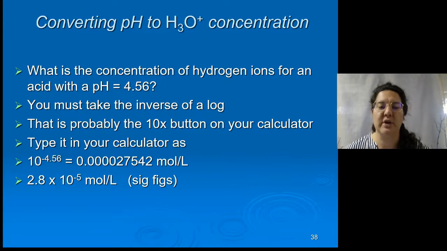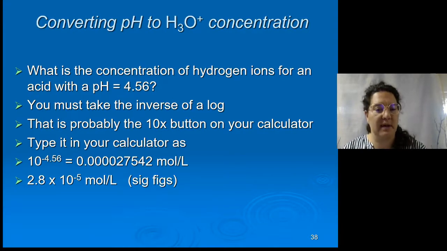So what is the concentration of hydrogen ions for an acid with a pH of 4.56? So we must take an inverse log. So this is probably going to be a button on your calculator that says negative log. It might be a second function button, so check that out. Then you're going to type in your calculator 10 to the power of negative 4.56, and we get 0.0000275542, or 2.8 times 10 to the power of negative 5 moles per liter. So we have everything correct in our significant digits.